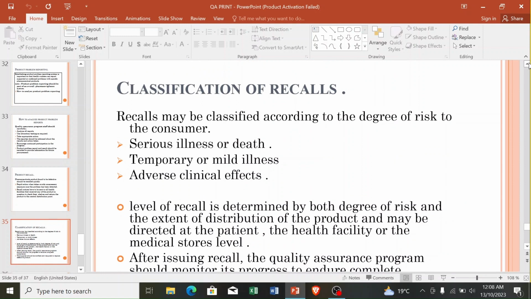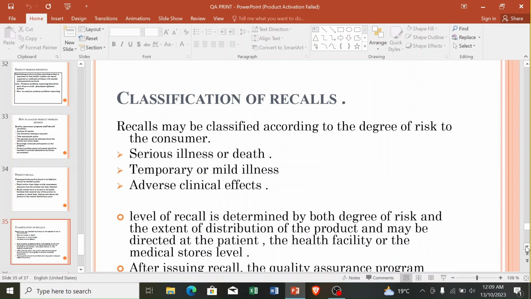So recalls may be classified according to the degree of risk to the consumer. That is, the reason for recall may have caused serious illness or death, or could have caused temporary or mild illness, or will have just caused adverse effects. The level of recall is determined by both the degree of risk and the extent of distribution of the product, and may be directed at the patient, the health facility, or the medical store.